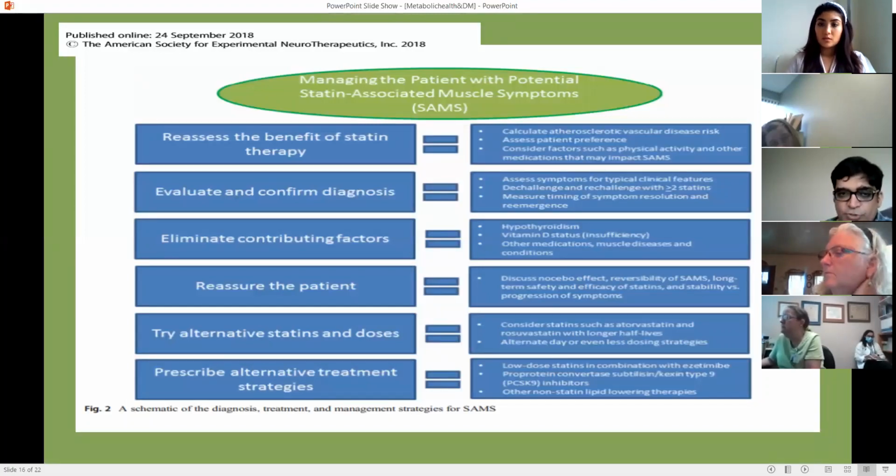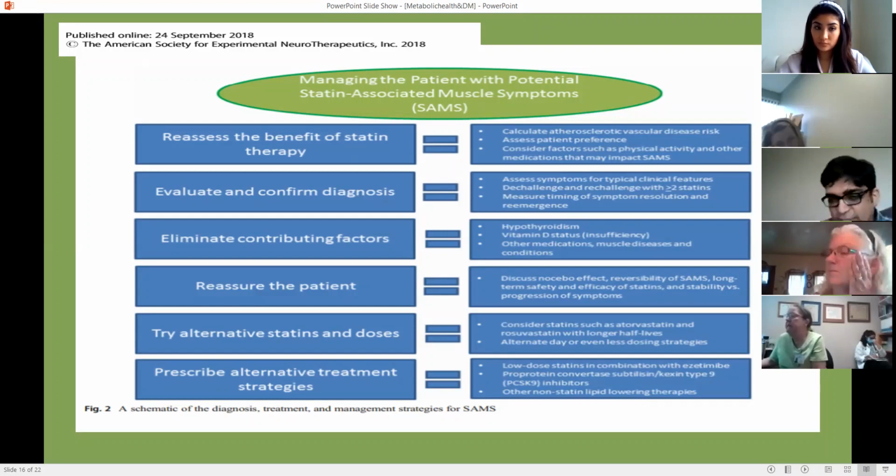At that time, you can rule out some factors that can contribute to muscle aches and pains. For example, hypothyroidism can cause a muscle problem, myopathy. So we need to make sure that they don't have an undiagnosed or an undertreated hypothyroidism. We need to fix that. That will help the muscle symptoms.